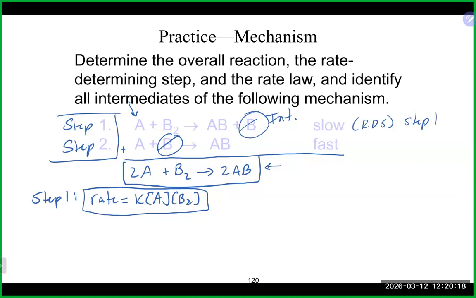You do not, in this situation when you're doing mechanisms. It is based on the slow step in the mechanism and the equation for the slow step. That's what it's really based off of, because that's the one that's going to hold up the line along the way.